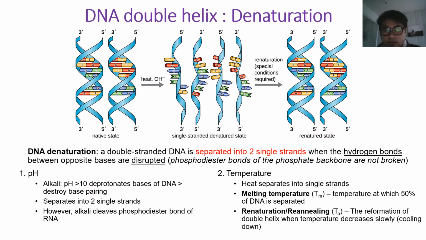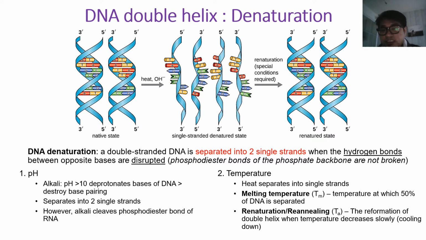Okay, the other characteristic that you have to know is that the DNA double helix can be denatured. The process is called denaturation. It depends on two different parameters. The first one is pH. If the pH is more than 10, meaning that it's an alkaline pH, this pH can deprotonate bases of the DNA, and this can destroy the base pairing. So it will separate the double helix into the two single strands. However, the alkaline also can cleave phosphodiester bond, but only in RNA.